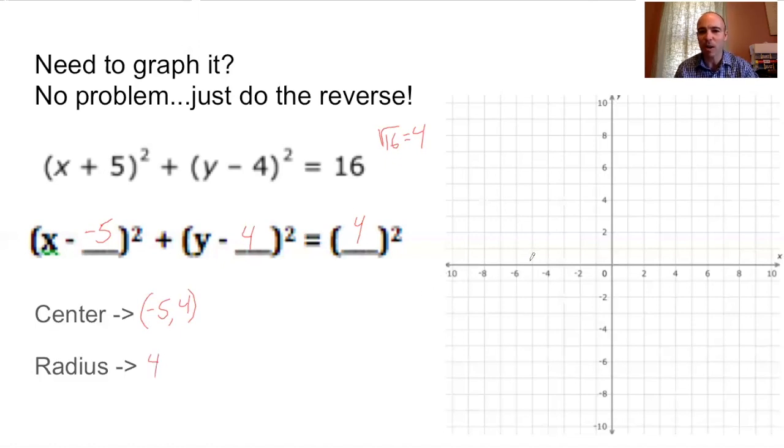And so now I plot that. Negative 5, 4, okay. And then my radius of 4. So I'm going to go over in every direction, right? 1, 2, 3, 4, down 1, 2, 3, 4, over 1, 2, 3, 4, up 1, 2, 3, 4. And again, you guys probably are drawing much better circles than me. But hey, for the purpose of this assignment, that circle is perfect.